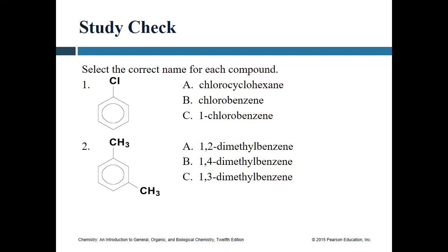All right, so going back through this, what is the correct name for compound number 1 here? Okay, we can take A off of the list. This isn't a hexane, we've got a benzene ring here. So it's either B or C. The reason we come up with B is because since there's only one group on there, the 1 is implied, we don't need to state it.